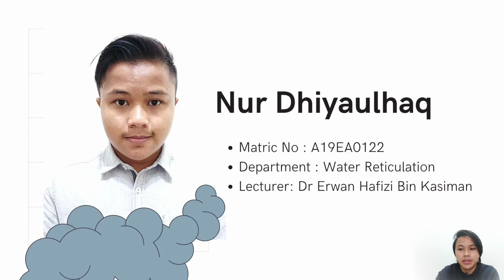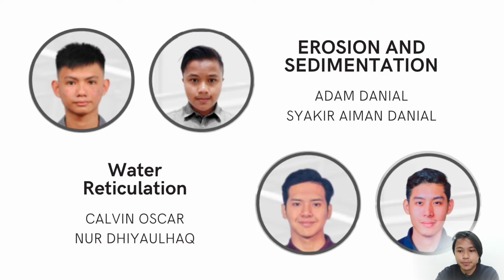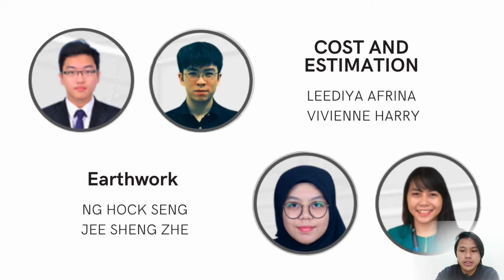First of all, before I start my major presentation, I would like to introduce myself. My name is Nur Dhiyaulhaq bin Jamalludin, and my metric number is A19EA0122. My partner that has been working with me this whole time for this department is Kelvin Oscar Hamphrey, while for the other departments, we have Adam Daniel and Shakir Aiman Daniel in the erosion and sedimentation team. We have Eng Hock Sang and Ji Sheng Ze for the earthwork department, and lastly, the cost and estimation department, which has been managed by Lydia Afrina and Vivian Harry.